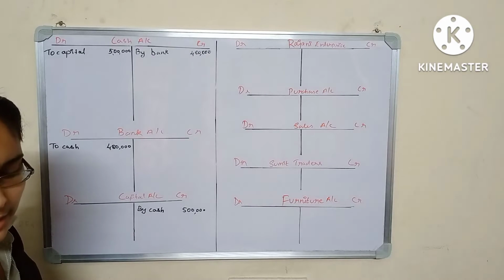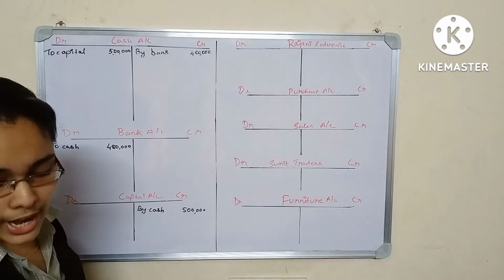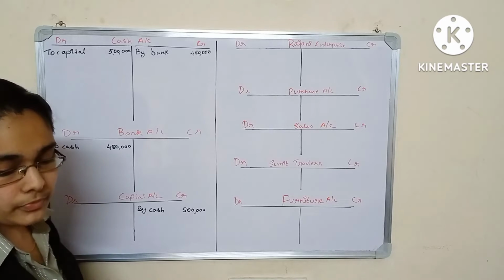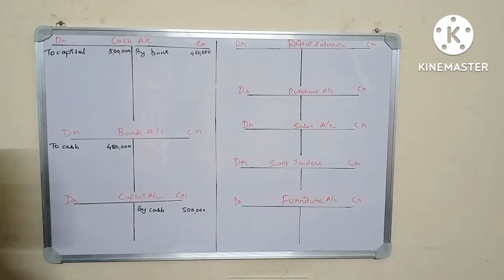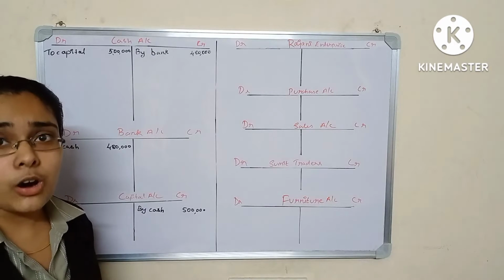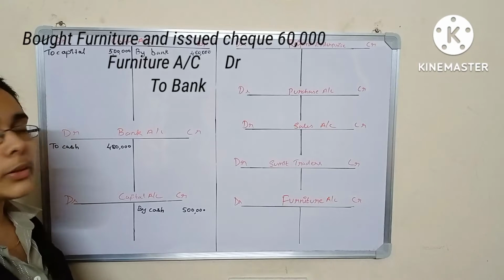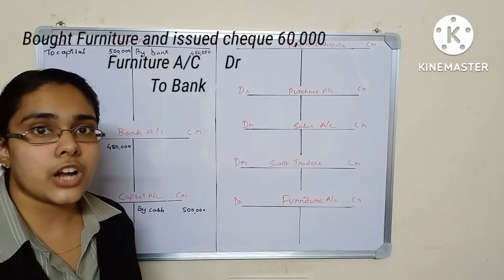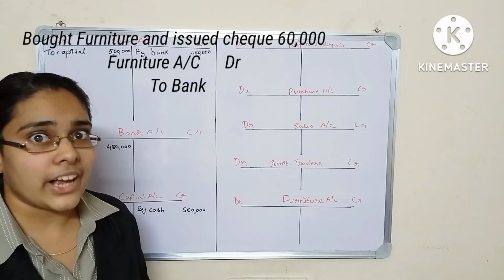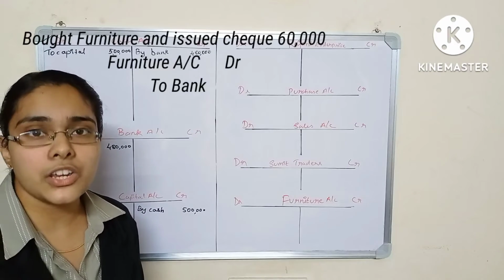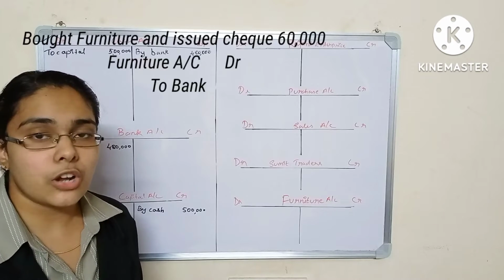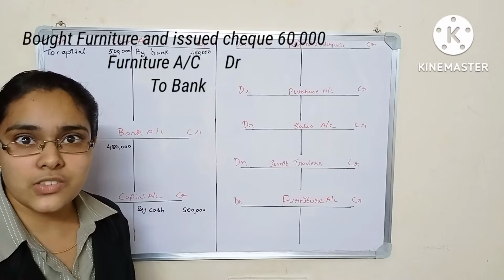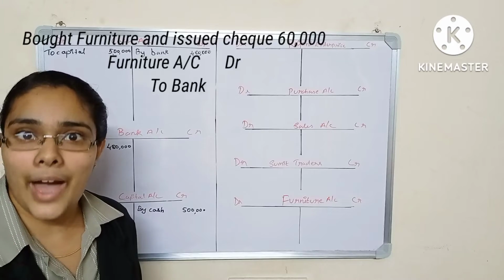Now let us look at the third entry, that is bought furniture and issued check for the same, rupees 60,000. So you have purchased the furniture and you have issued a check for that. What will be the entry? Furniture you are purchasing, so furniture is coming in. So furniture account debtor to bank, right? Because you are issuing a check and you are not paying cash directly. Since the word check is used, you have to write bank.